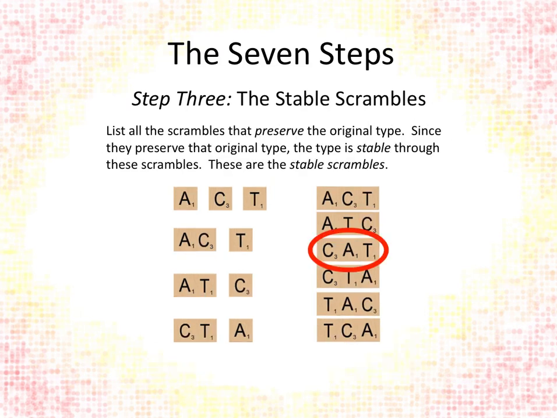Step 3, we look at the stable scrambles. We list all the scrambles that preserve the original type. Since they preserve that original type, the type is stable through those scrambles, and these are the stable scrambles. You can see with the red circle that one of these 10 scrambles is stable. Only one way of scrambling the parts reproduces the type CAT.